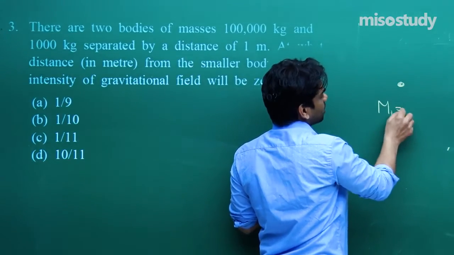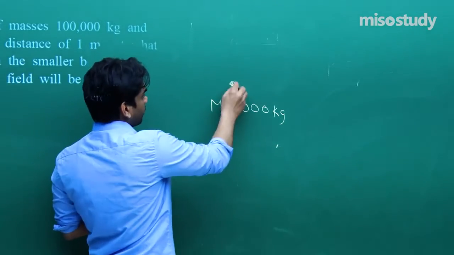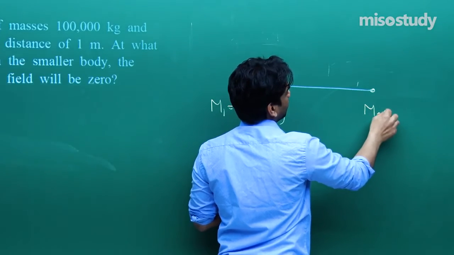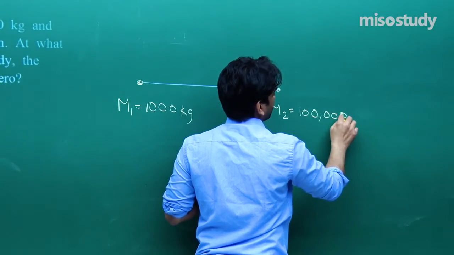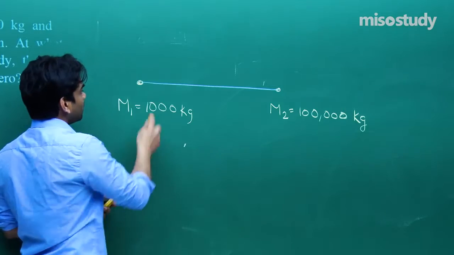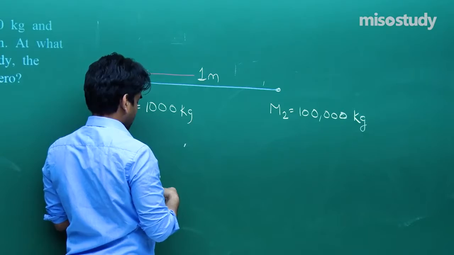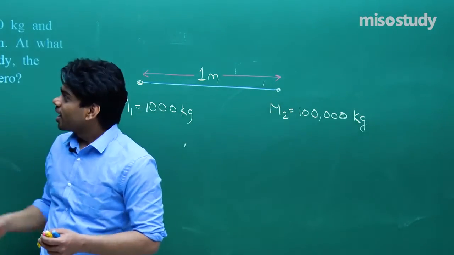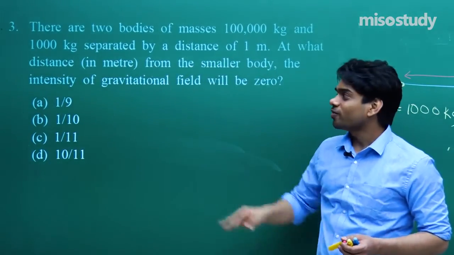M1, the first mass, is 1000 kg. Then you have M2, the second mass, that is equal to 100,000 kg. Now it says that both are separated through a distance of 1 meter. This is the information that is provided: M1 1000, M2 100,000, and both are separated through 1 meter. At what distance in meters from the smaller body will the intensity of the gravitational field be 0?